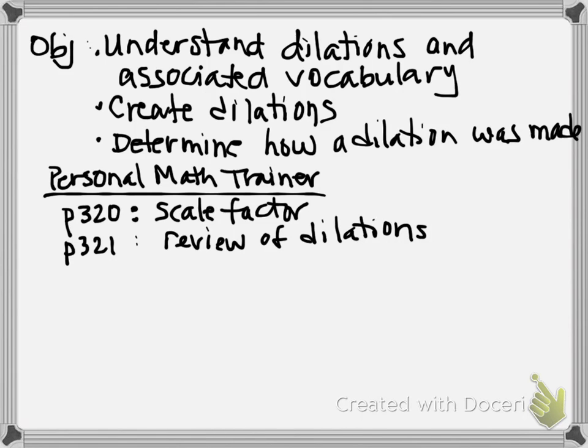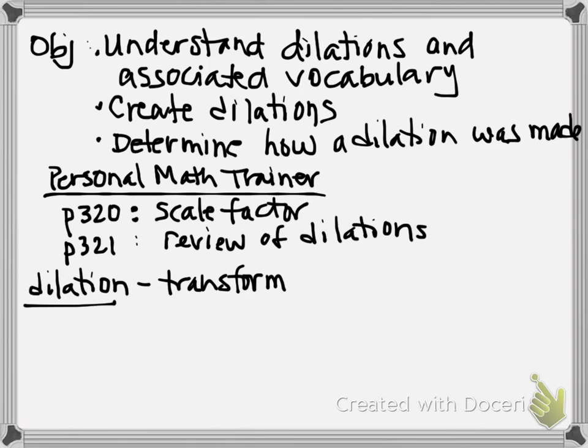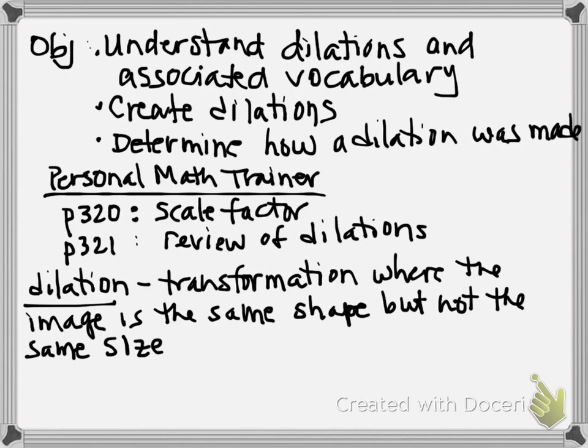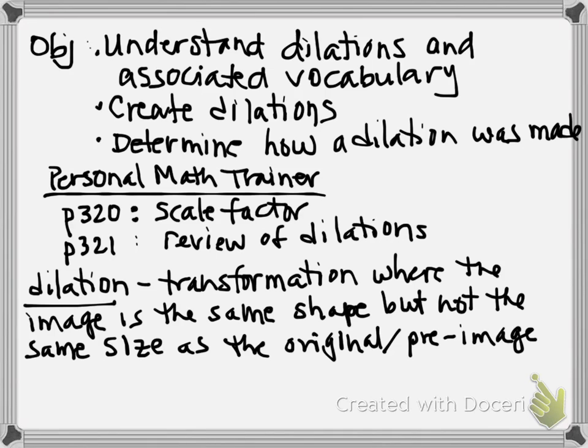So we have some vocabulary that we need to understand, and the first thing is obviously the word dilation. It's a transformation where the image is the same shape but not the same size as the original or pre-image. So dilation is a transformation. We're changing our shape somehow, where the image is the same shape but not the same size as the original or pre-image.